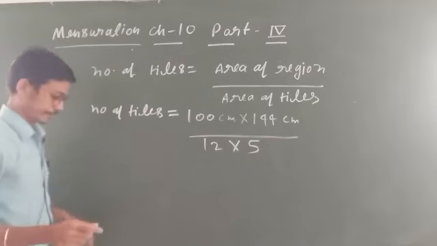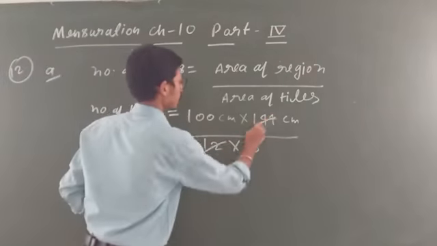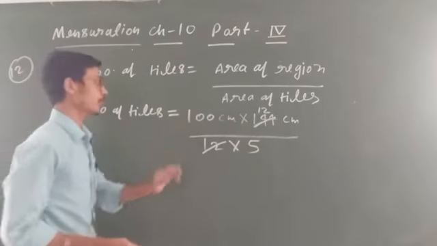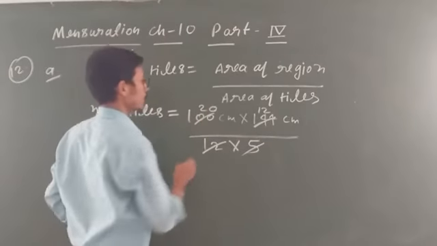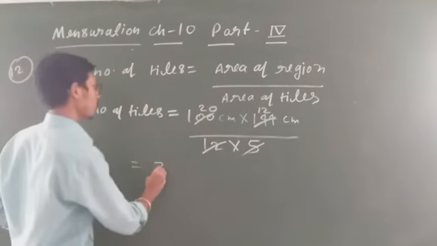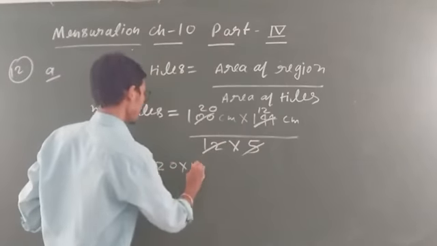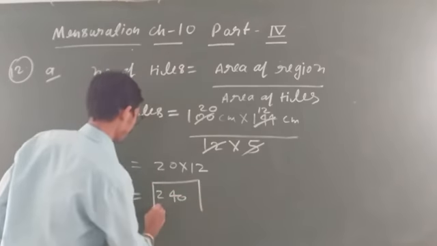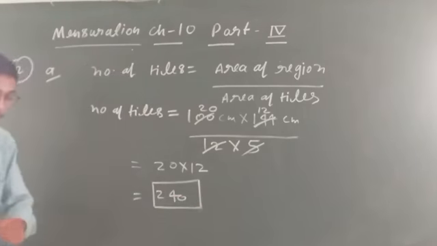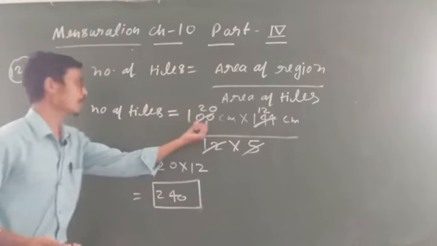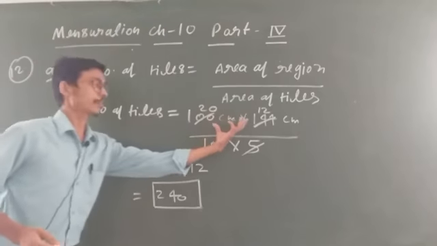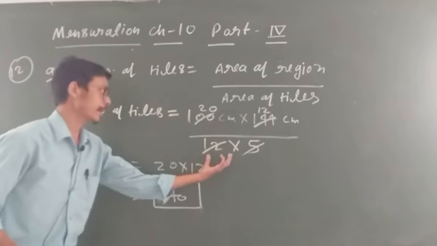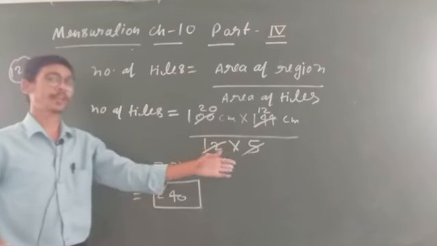Okay, now what you can do? 12 into 12, I know the table, so I can reduce. So tables should be learned. 12 twelves are 144. 5 twos are 10, 20. Clear? So number of tiles equals 20 multiplied by 12. It will give 240 tiles. Clear, student? In part B also you can do it yourself. Only you have to write down the area of the region, that is, what is given: 70 and 36, divided by the area of the tiles, because the tiles are the same.